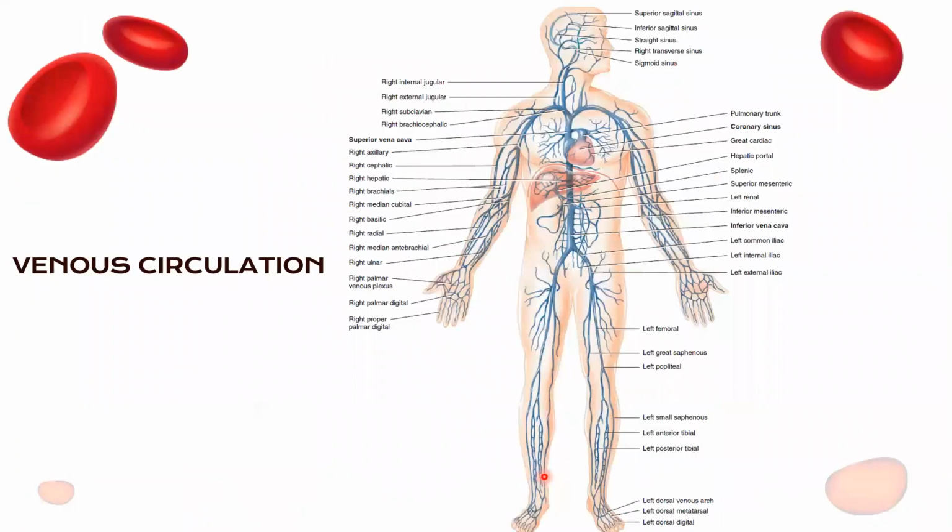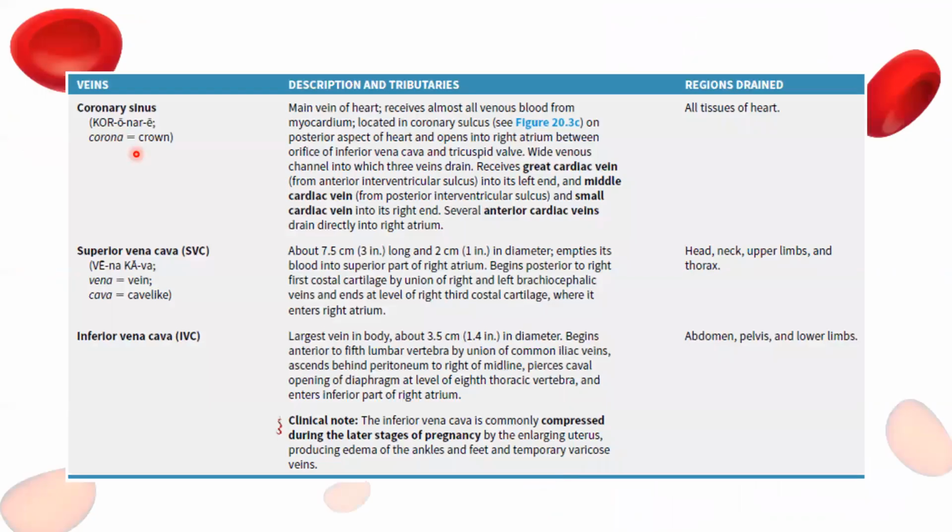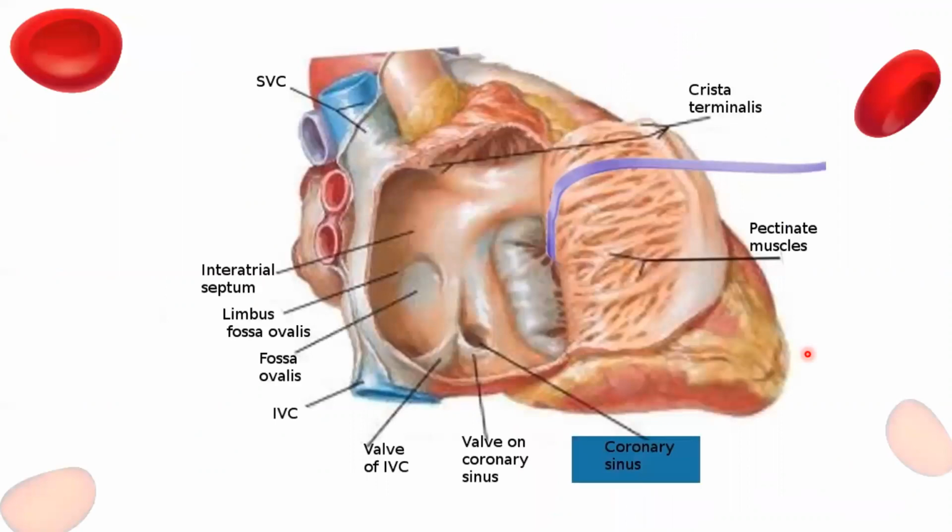Then venous circulation would be responsible for the return of blood from the different portions of the body. It's somehow the mirror, but not in all cases of the parts of the body. Coronary sinus again drains all tissues of the heart. Superior vena cava drains the head, neck, upper limbs, and thorax. Inferior vena cava drains the abdomen, pelvis, and the lower limbs. This is the right atrium with the coronary sinus drainage at the posterior portion, draining the different portions of the heart back to the right atrium itself.